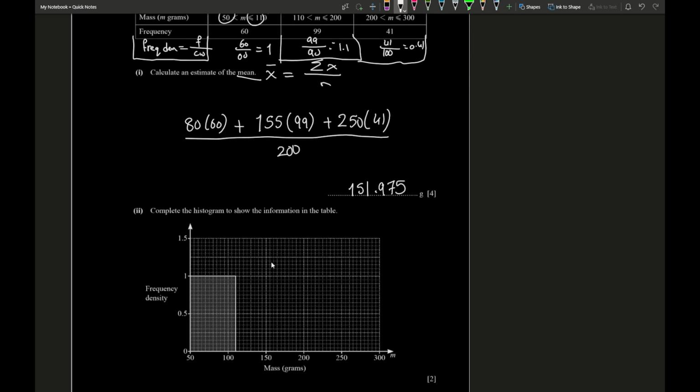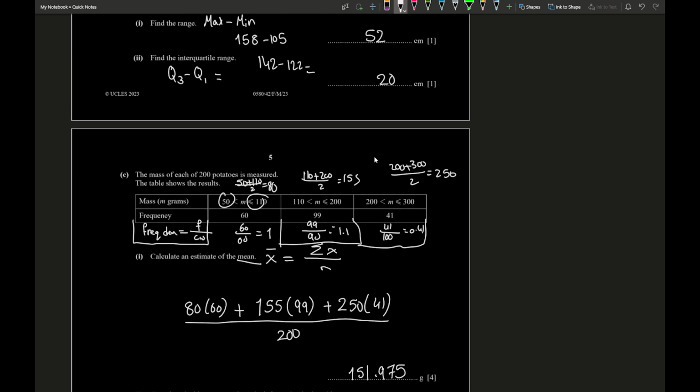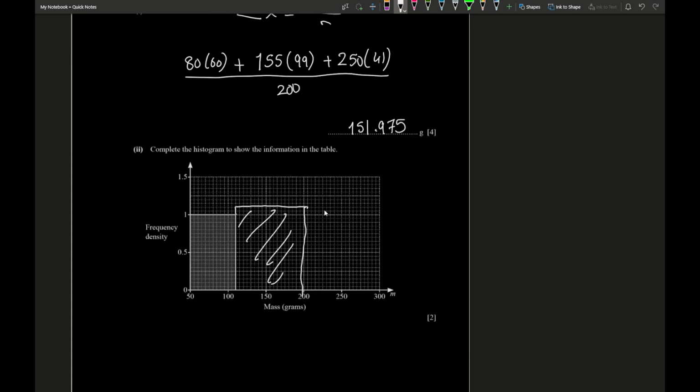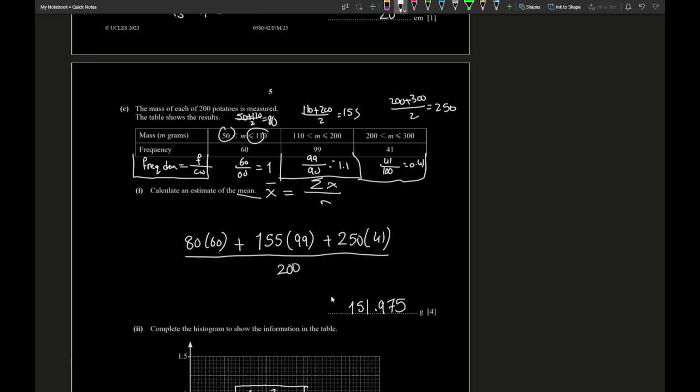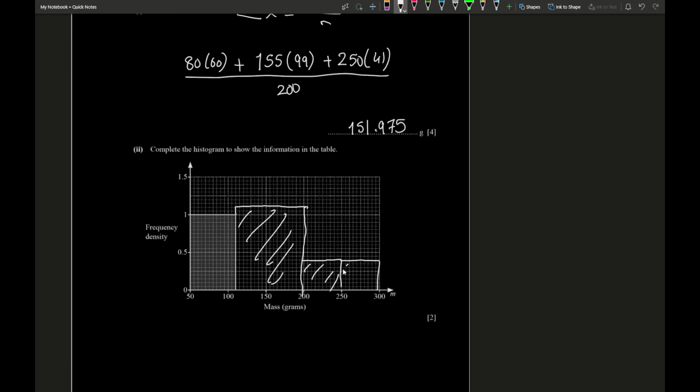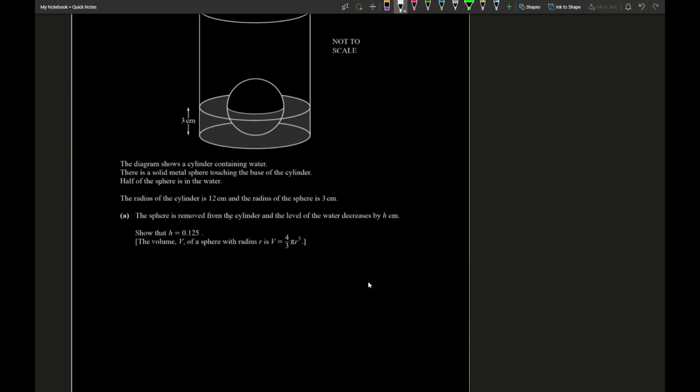It's very easy, but you will have to draw here. So the range from 110 to 200 has a frequency density of 1.1, somewhere here. Okay, go down. And from 200 to 300 we have frequency density 0.41, which is somewhere here. Okay, that's it, very easy question. Sorry, from 200 to 300. My bad. Okay, on to the next question.